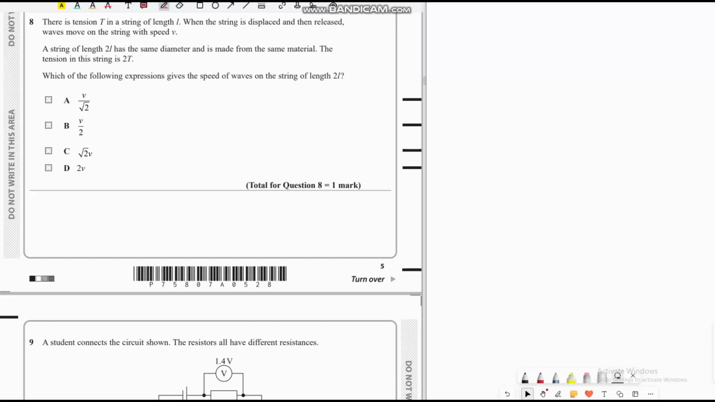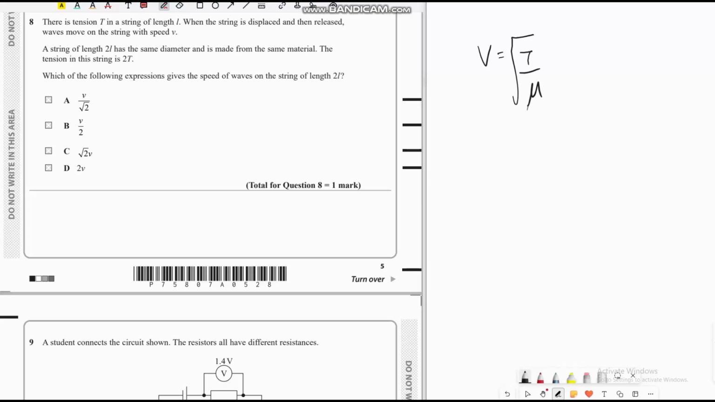Even though the length has increased, and the diameter is the same and it is made of the same material, we know the equation to find the wave speed on a string is v equals root T over mu. Mu is the mass per unit length. A thicker string will have a higher mass per unit length. A thinner string will have a smaller mass per unit length. T is the tension provided. So the length has no effect and diameter has no effect.